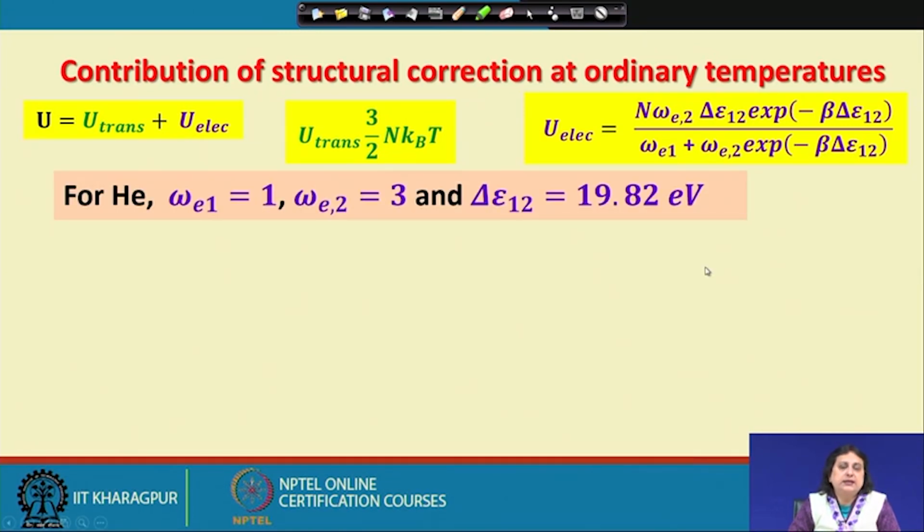Now, let us consider this example where we have helium atom. So, for helium gas, the constituent particle is a helium atom, for which spectroscopists tell you that it has a singly degenerate ground electronic state and a triply degenerate first excited electronic state, and the difference between the ground and the first excited electronic states is given by around 20 electron volt.